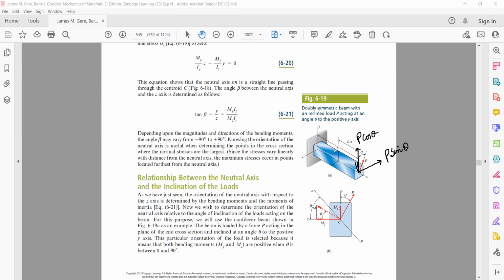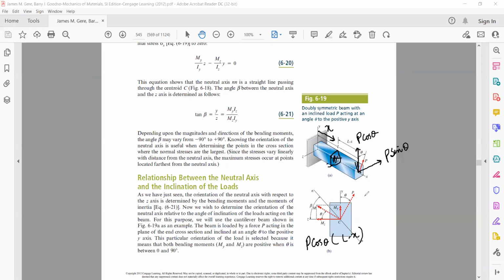Let's take a section out here, just as it is drawn, such that this section is at a distance x from the fixed end. Therefore, how much will be its distance from the free end? L minus x. How much will be the moment here? Because of P cos theta, the moment will be P cos theta into L minus x. And what will be the direction of this moment? It will be along the z axis.